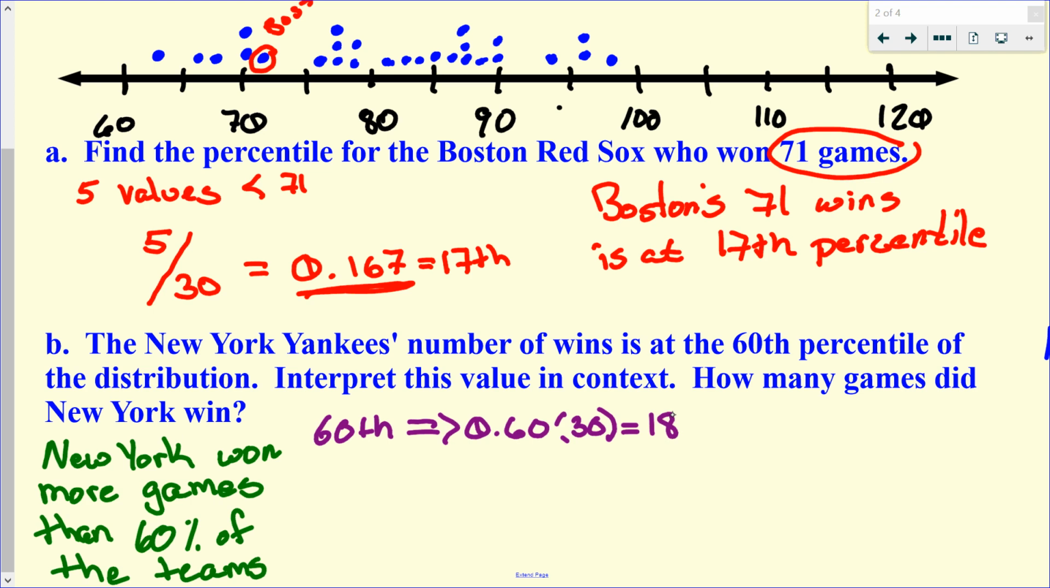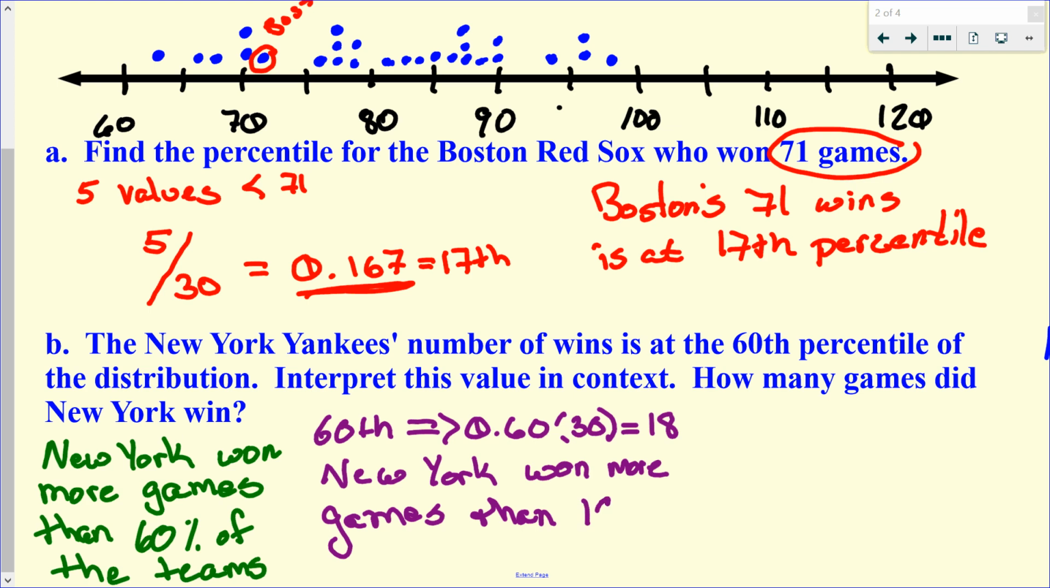So using that logic, we can now write a new conclusion that New York won more games than 18 other teams. Okay, so now we know that New York had more wins than 18 other teams. So that means whatever dot in our dot plot represents New York, 18 of them have to be less than it.